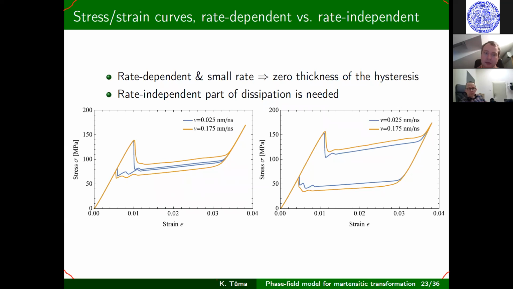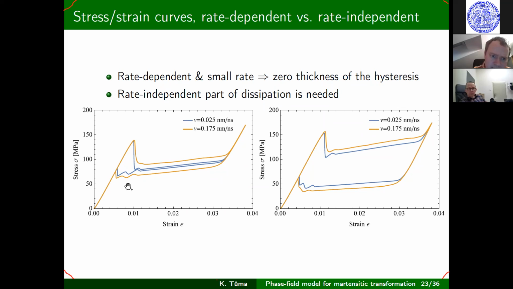What we also did, because our aim was to study the effect of the rate-independent model. So we studied what is happening if we modify the speed of loading and unloading, and clearly what you can see, so this is the rate-dependent model with critical driving force equal to zero. And you can see as you decrease the velocity, the hysteresis curve goes to zero.